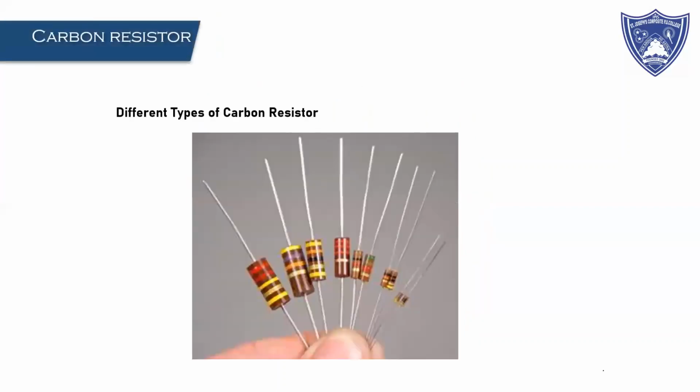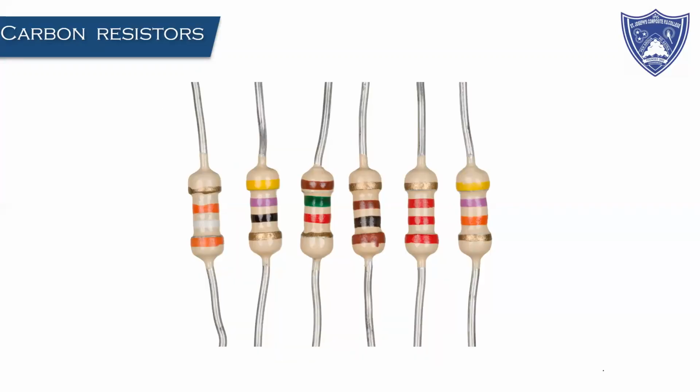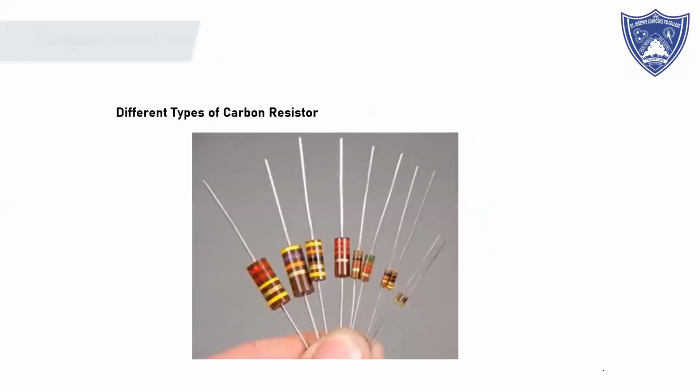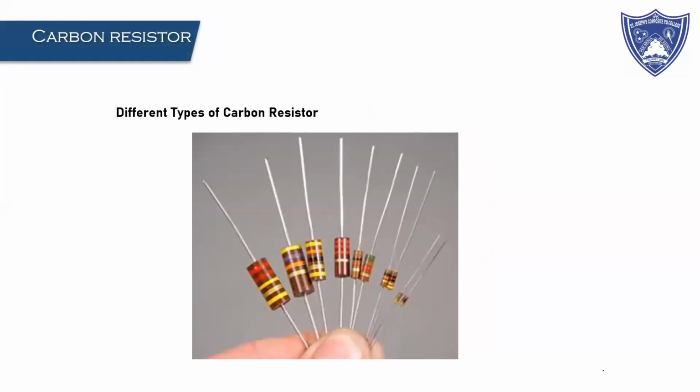There are different types of carbon resistors, and they come in different sizes. In the previous one you saw 4 bands, right? 4 band resistors, but now here you can see 6 bands, 5 bands, 7 bands. They vary. You can see he is holding it with just two fingers. You can imagine how small they are, and they are very cheap. You can bend the wires and connect it in the circuit. They are very small and very useful, I can say.